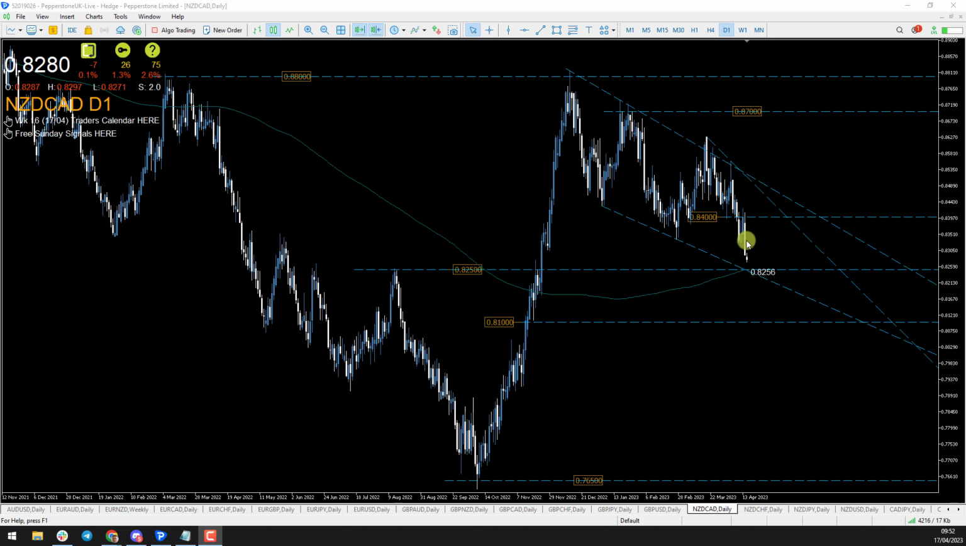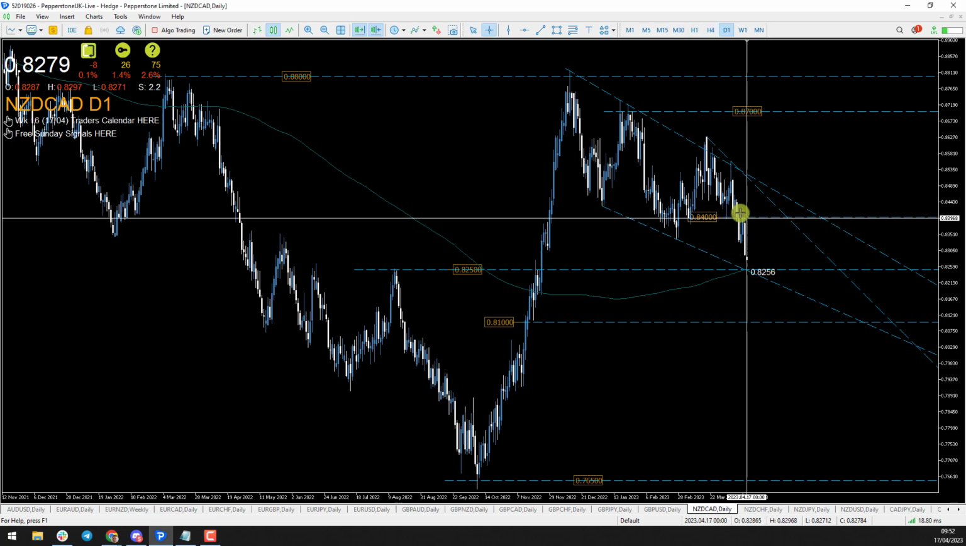So I wouldn't necessarily be getting aggressively short, but what I would say is if price comes back to a level of resistance and we haven't tapped into the 0.8250 support, then I'll be interested to see how the price action forms. Does it suggest that sellers are still active? Because if we see here, we've got that 0.8400 area which acted as resistance recently.